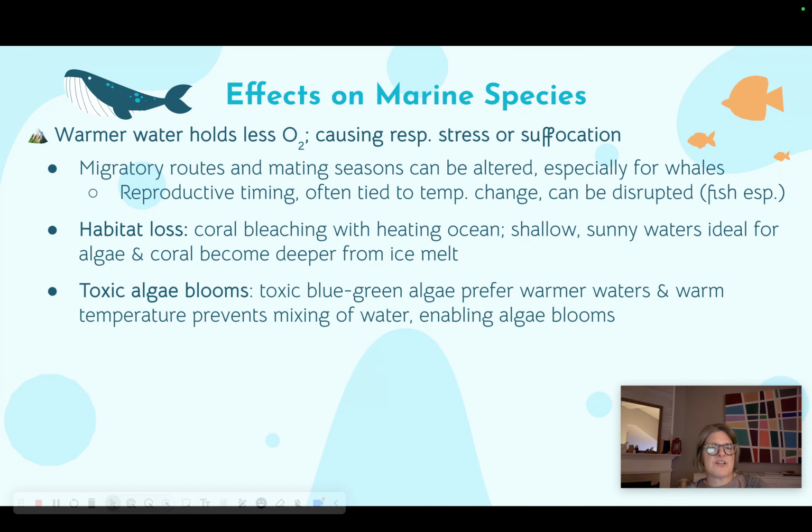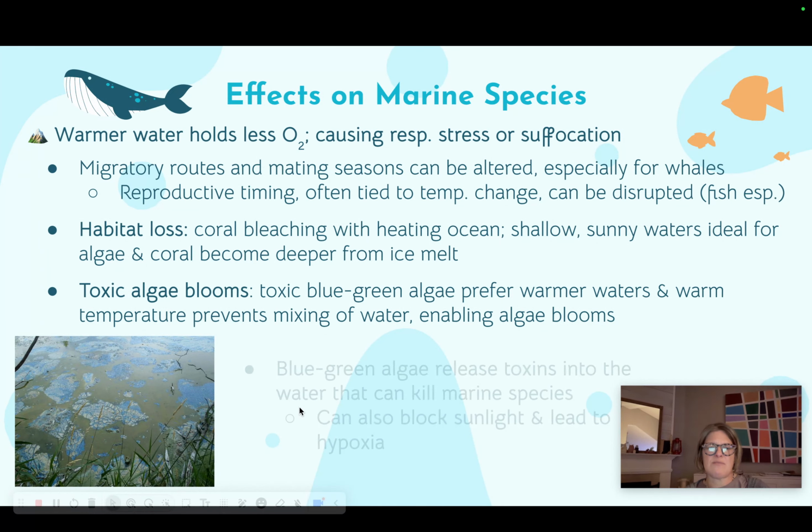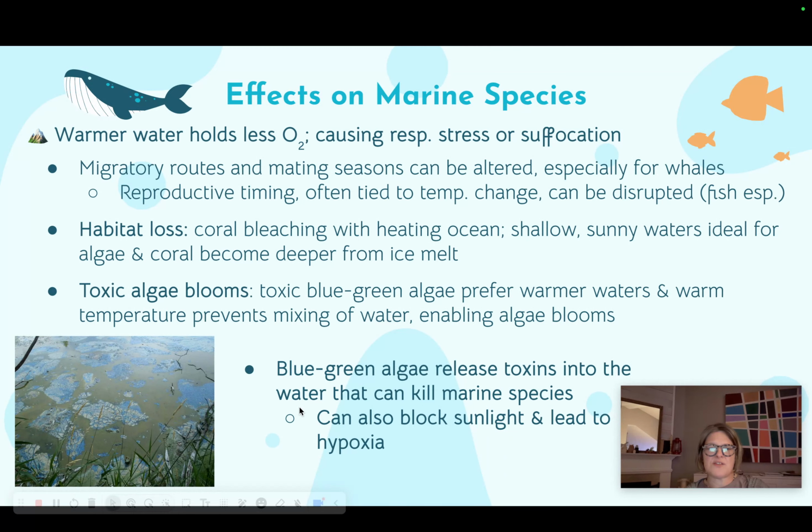And so, like I mentioned already, we're seeing toxic algal blooms. Blue-green algae actually prefer warmer water that has less oxygen. And so blue green algae can be very toxic. Warming the temperature can actually prevent that mixing of water, which we talked about before. And so algal blooms will strip the oxygen out of an environment and cause death. Basically, we'll end up with a lot more dead zones.